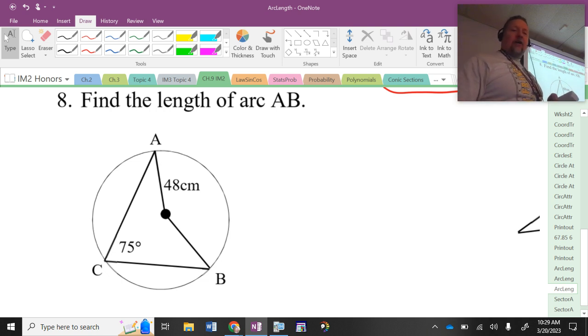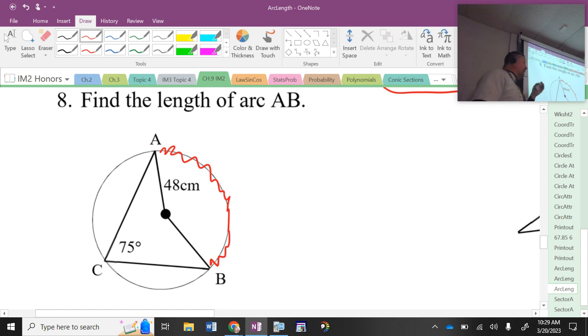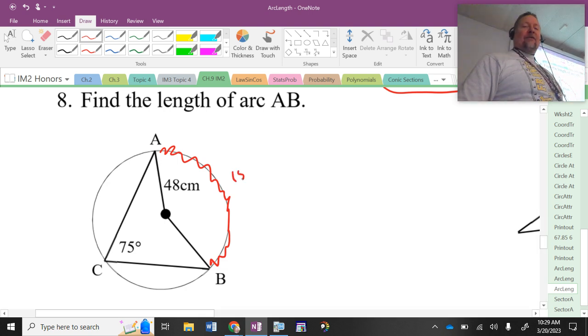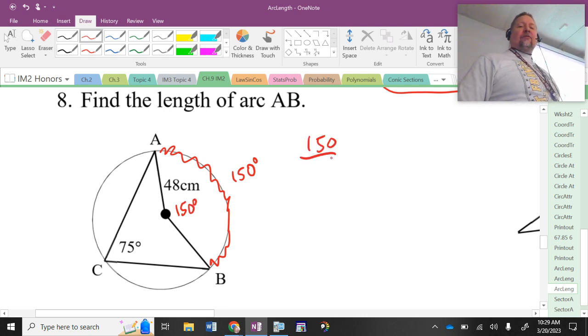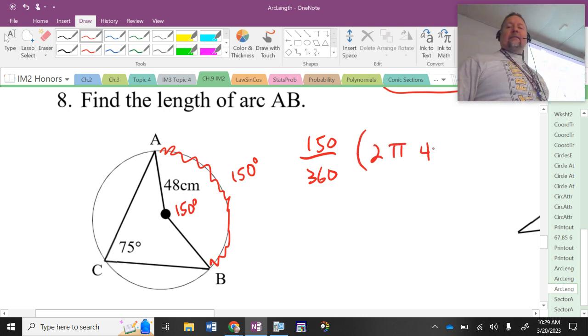What is this arc measure? What does that arc measure? 75, 150, or half of 75? 3, 2, 1, go. Oh, I didn't hear many people, you weren't ready for that. 3, 2, 1, go. It's 150. Then fine, that means this is 150. It means you have 150/360ths of a circle, so you have 150/360ths of the circumference. That's really what it is. And then 2 pi 48.